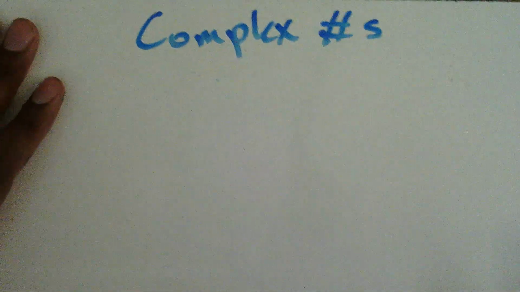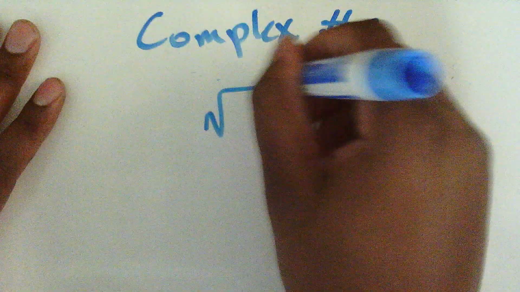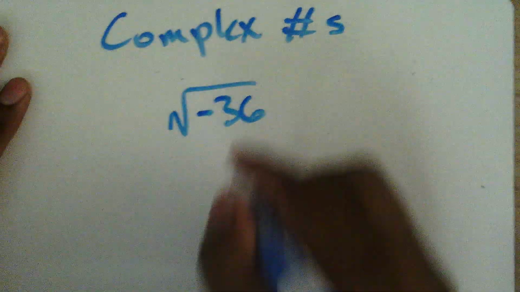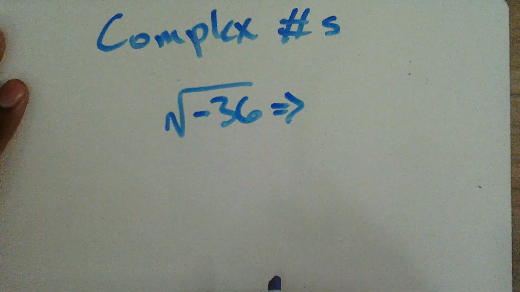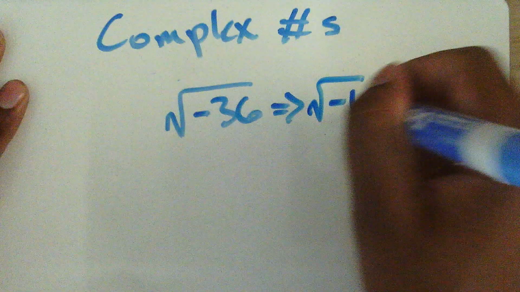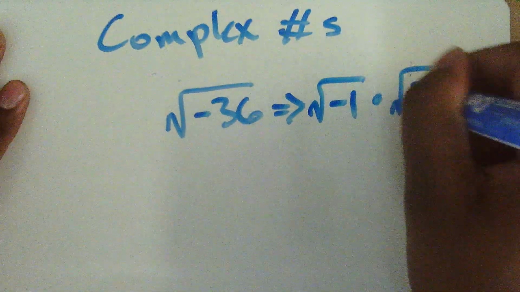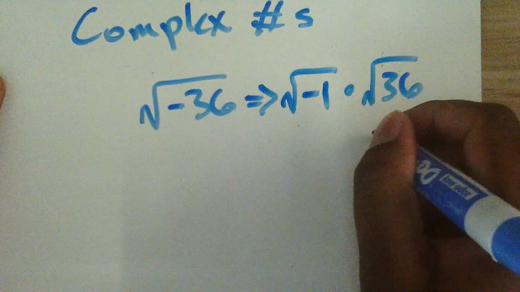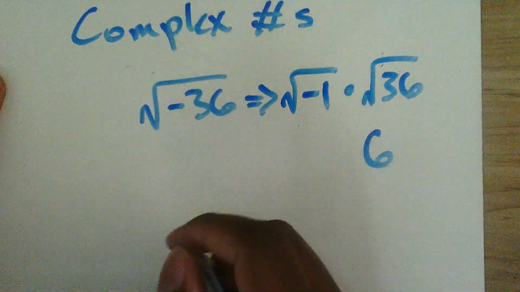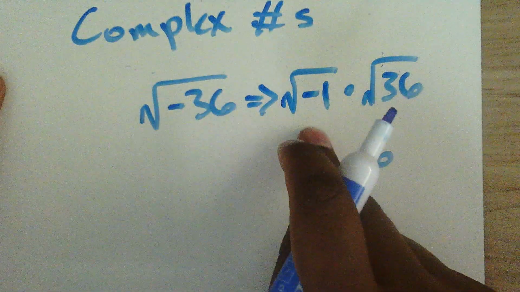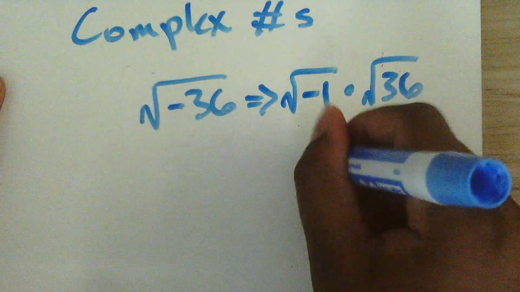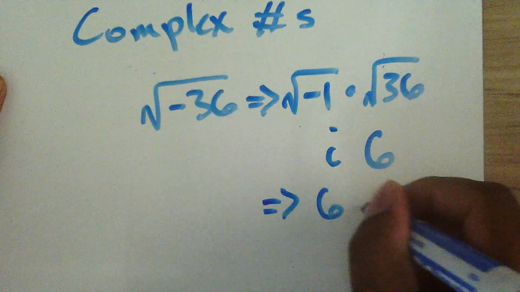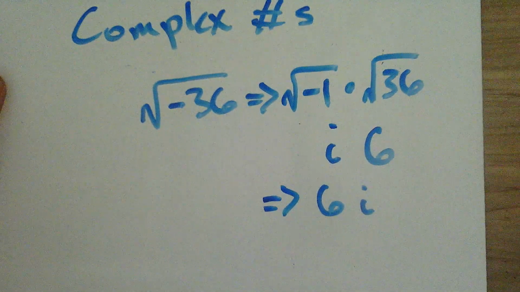So let's deal with these. What if I have the square root of negative 36? Well, I can break that up. It's the square root of negative 1 times the square root of 36. We know what the square root of 36 is. It's just 6. We know the square root of negative 1. Remember, we've defined the square root of negative 1 to be i. And normally we'll just write it as 6i. That's it.